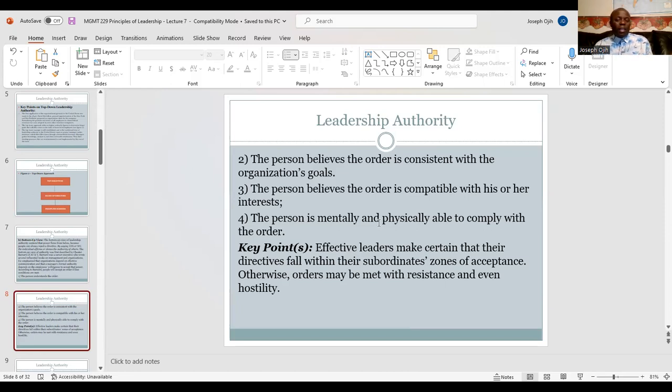In any case, effectively, they have a good way of communicating what they need to the frontline employees, and they make sure that their directives fall within their subordinates' zone of acceptance. If they go beyond that, they might encounter a lot of work stoppages, strikes, and so on and so forth.